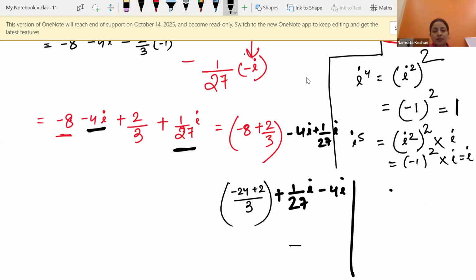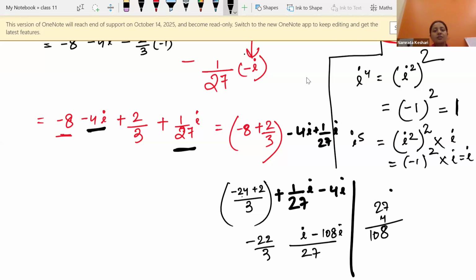LCM will be 27. Here we will have just i, 1 into i is i, and there we will have minus 27 into 4, 108i. No worries, you have learned the integer chapter, and when x minus 108x will be there, you will not get confused. It is possible. Minus 24 plus 2 will be minus 22 by 3.